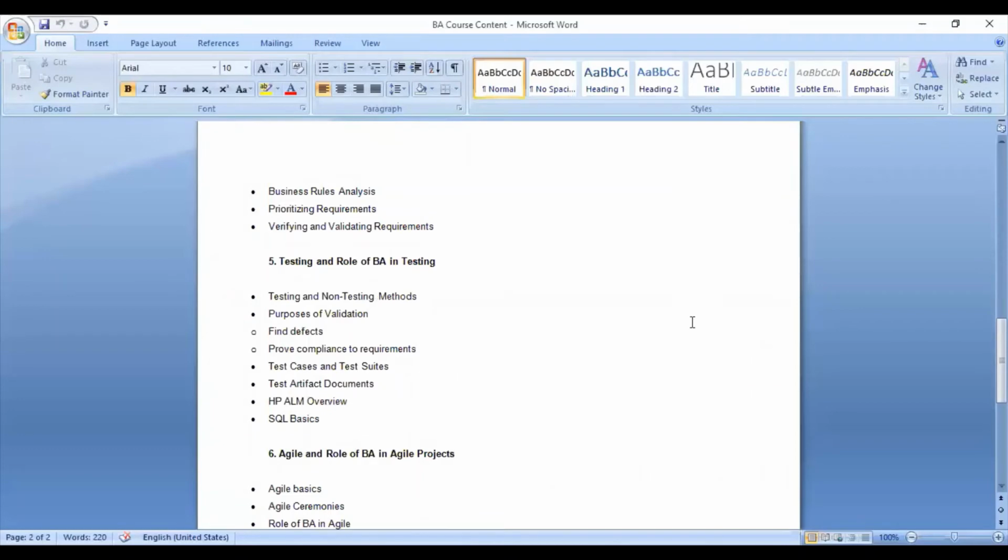Once that is done, we will have the concepts of testing as well in this BA course curriculum. Nowadays in the current market, especially in India, people expect a business analyst to have testing knowledge as well. Testing in the sense it's not just basic testing, it includes database testing as well. Why? Because people prefer multi-skilled persons these days, and it is not a big deal to learn testing, manual testing or database testing.